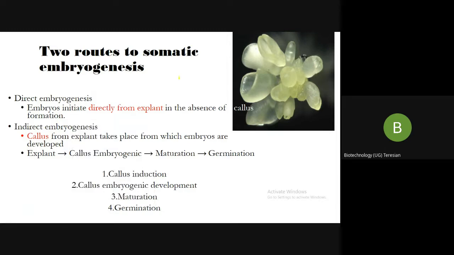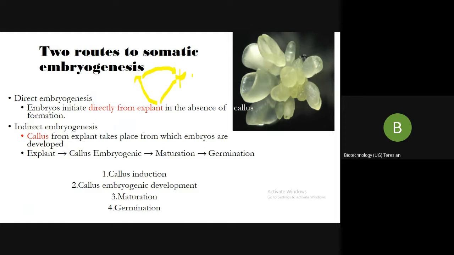For example, this is a plant. From this, I took the explant, and what happened? It produced the embryos. So this embryo will develop into again a whole plant, which will be the same as the mother plant. So it is nothing but you can use it for micropropagation.